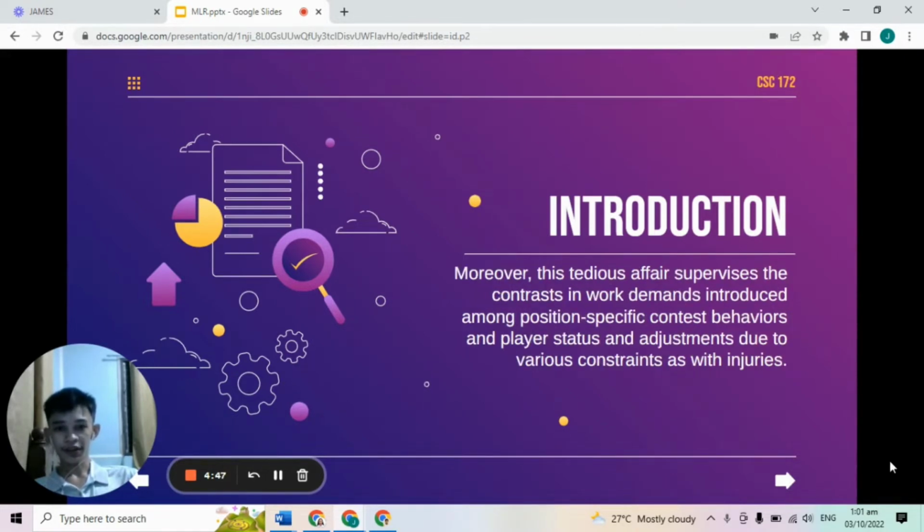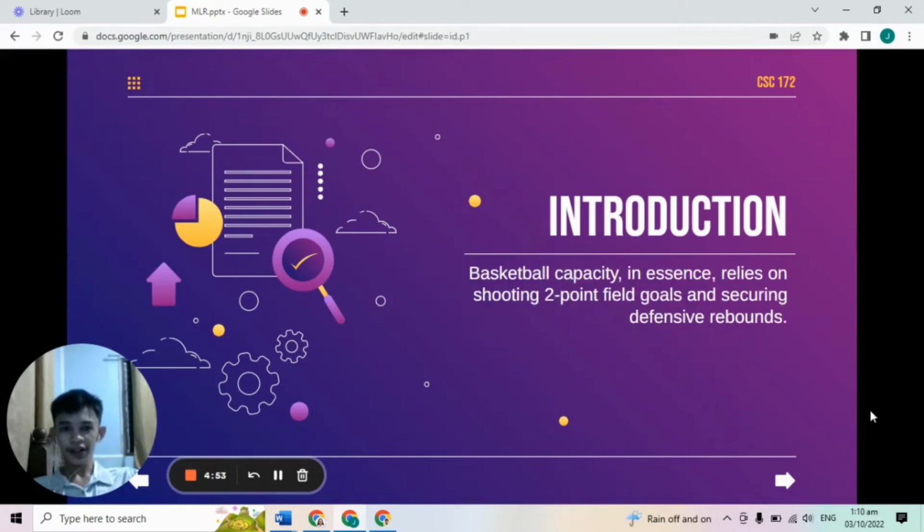Moreover, this tedious affair supervises the contrasts in work demands introduced among position-specific contest behaviors and player status, and adjustments due to various constraints such as injuries. Hence, continuous development and surveillance in drill sessions and individual capabilities are vital to optimize. Basketball capacity, in essence, relies on shooting two-point field goals and securing defensive rebounds.